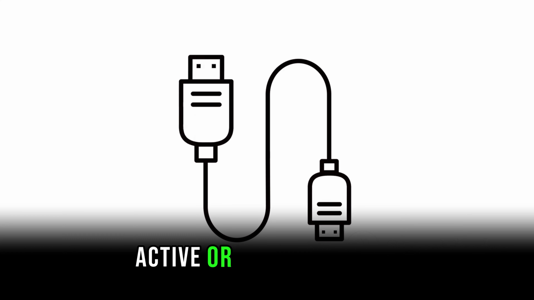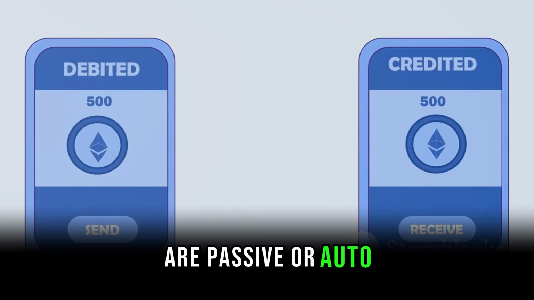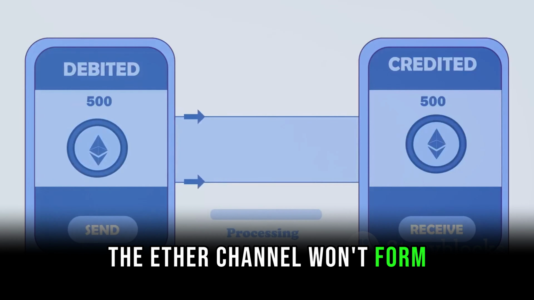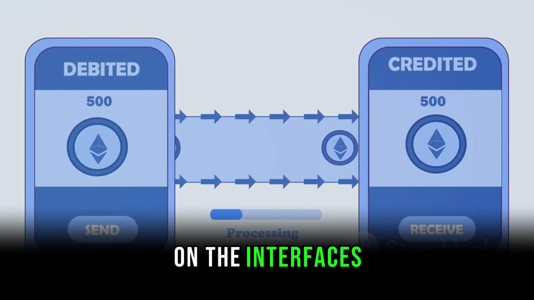Lastly, let's talk about the EtherChannel not forming issue. This can occur due to incompatible EtherChannel modes on the interfaces. Remember, for an EtherChannel to form, at least one end must be in the active or desirable mode. If both ends are passive or auto, the EtherChannel won't form. The solution is to set the correct EtherChannel mode on the interfaces.